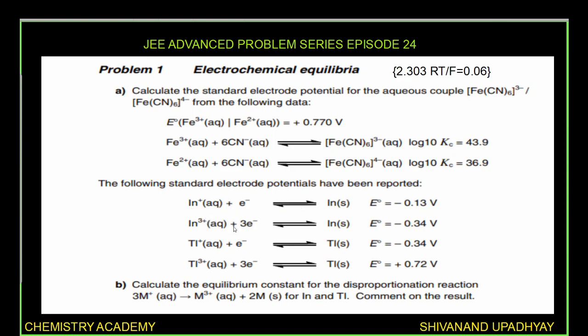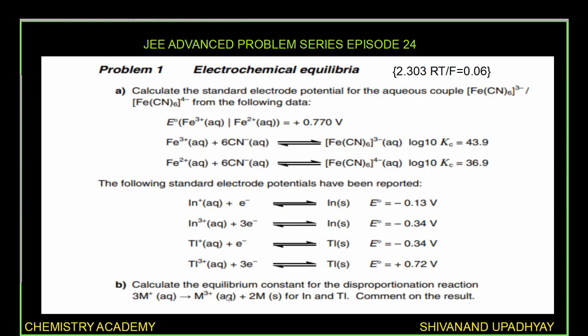Now this second part: indium +1 in aqueous state will accept 1 electron to form indium metal in solid state, and E0 for this reaction is -0.13 volt. Indium +3 will accept 3 electrons to form indium metal. E0 value is -0.34 volt. Thallium +1 will accept 1 electron to form thallium metal. E0 value is -0.34 volt. And thallium +3 in aqueous state will accept 3 electrons to form thallium metal. E0 value is 0.72 volt. So this is the data for the second part.